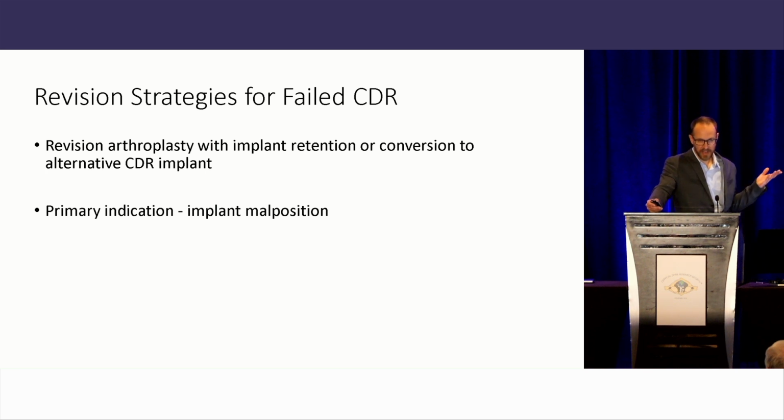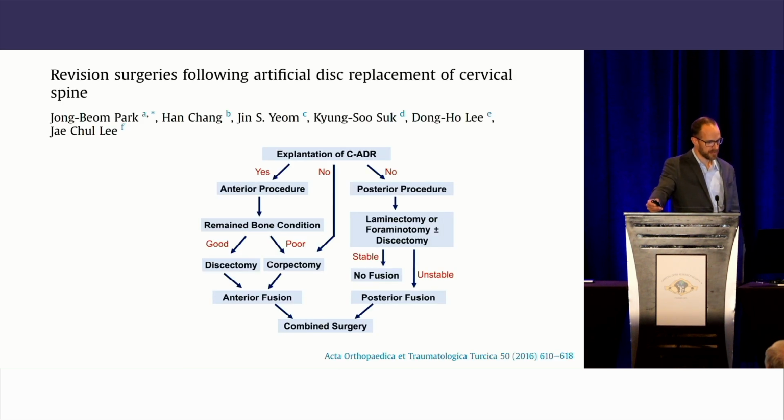Some people will revise to another disc arthroplasty implant. The main indication for me to do that, I've never done it, would be an implant that was malpositioned during surgery and recognized immediately, revised to another implant. Otherwise, I'd be likely converting them to a fusion.